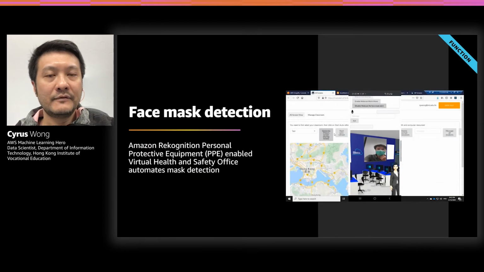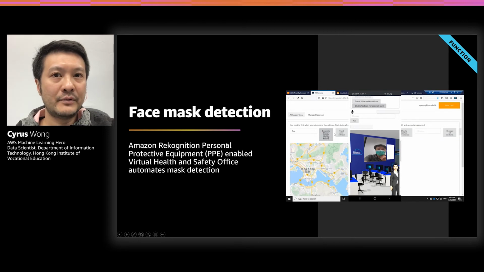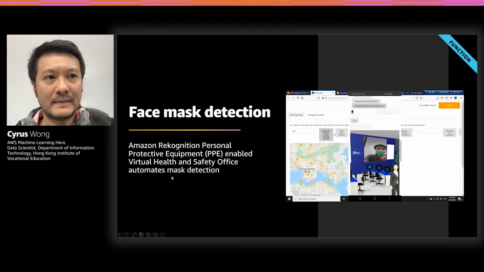And finally, we have a face mask detection feature. We are using the Amazon Rekognition Personal Protective Equipment API to enable the virtual tutor to become the health and safety officer to detect someone not wearing a mask on our campus. And that is one of the very important features, not just for online teaching, since at this moment the school may open and close down, open and close down, again and again.